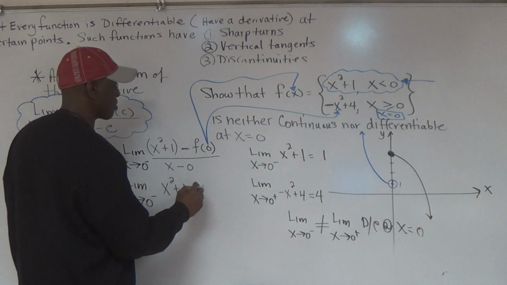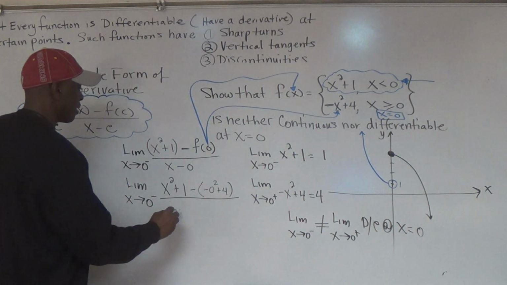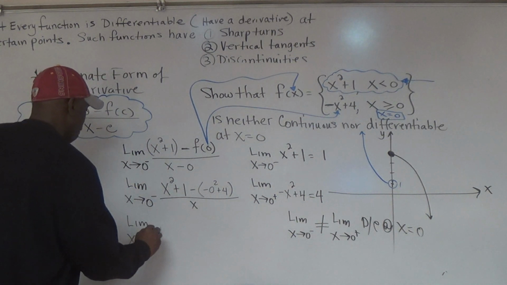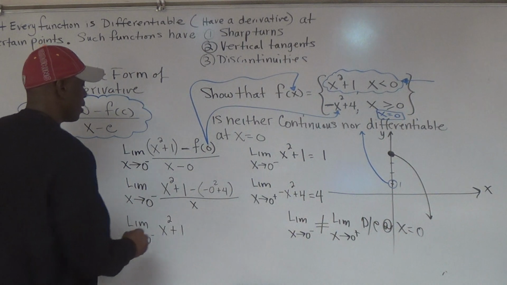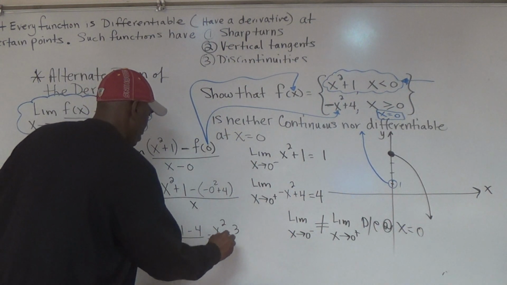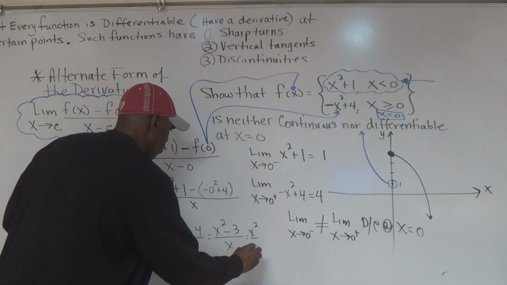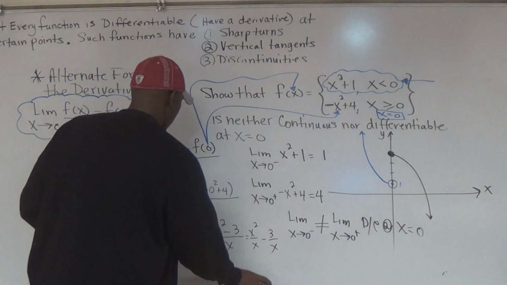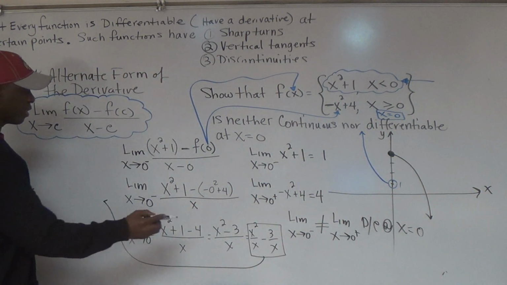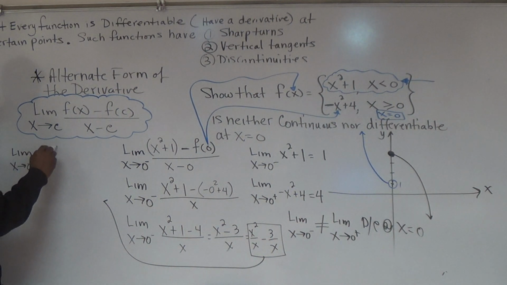So, x squared plus 1 minus, negative 0 squared plus 4, all divided by x. The limit as x goes to the left of 0: x squared plus 1 minus 4 divided by x, which equals x squared minus 3 over x. Split it up: x squared over x minus 3 over x, which is going to equal the limit as x approaches 0 from the left side of x minus 3 over x.